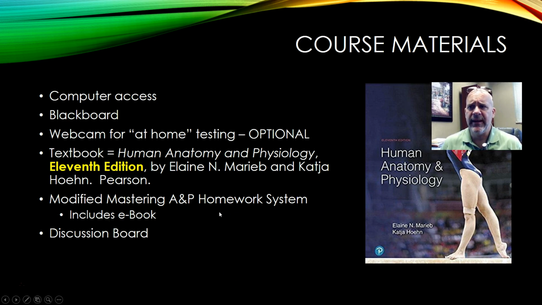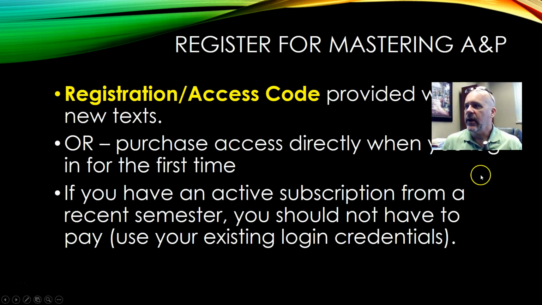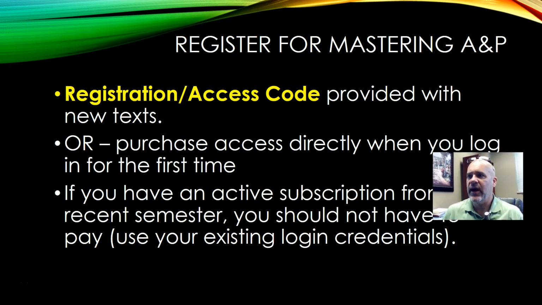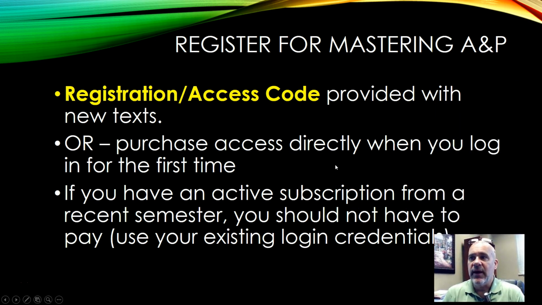If you are trying to save money, you can use an earlier edition of the book. It's not critical that you use the 11th edition for this particular course. But you do have to have that homework code that goes with the 11th edition, and you have to make sure you have the right homework code, so look carefully at the course syllabus for that information. This slide is just rehashing what I talked about there. You will need that code. If you have an active subscription from a previous semester, like maybe you took Biology 201 here in the spring or the summer, you should not have to pay again.